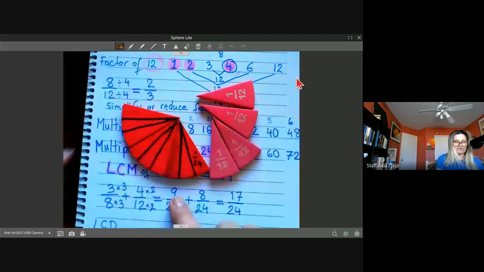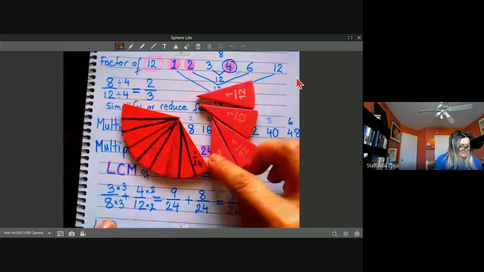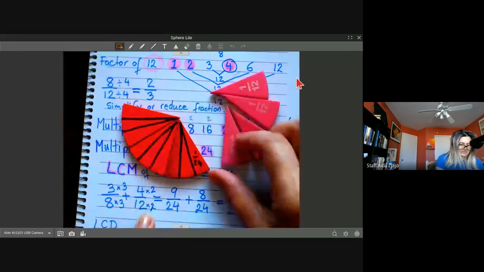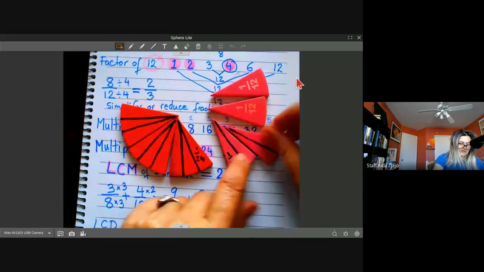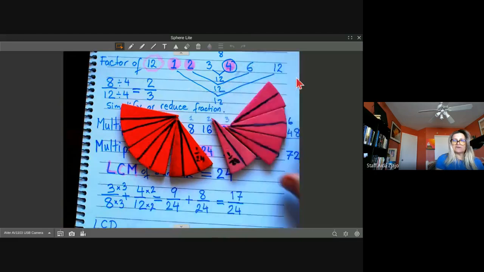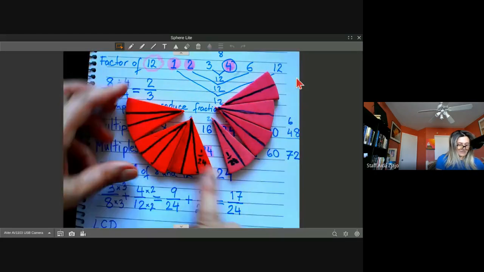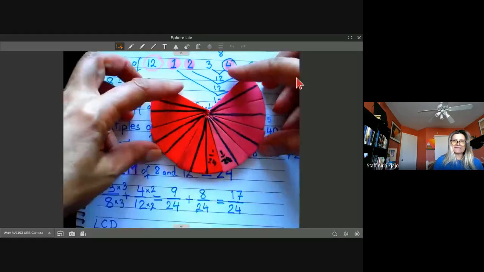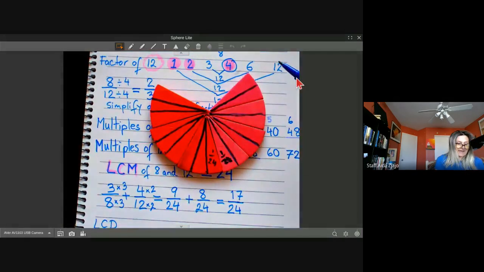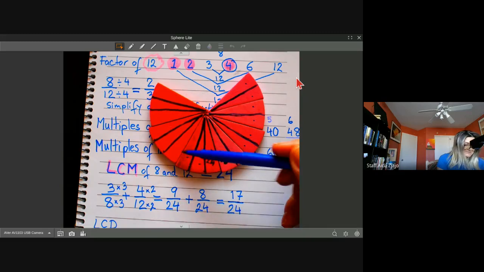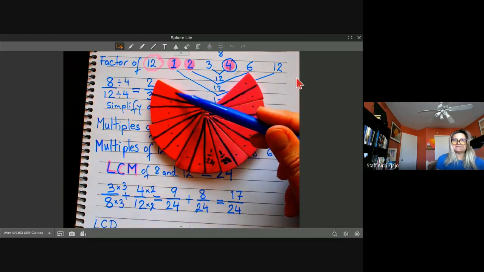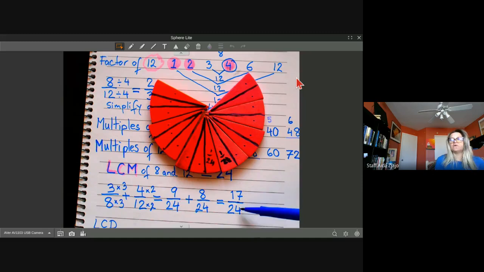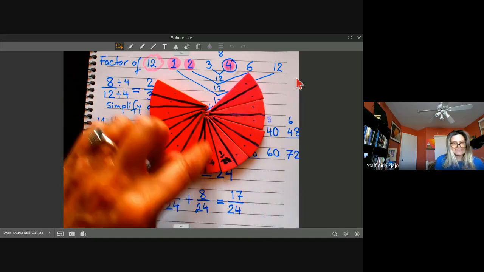9 24ths. And then I also did 4 12ths. I multiplied by 2 and I got 2, 4, 6, 8 24ths. Now, when I have 9 24ths and 8 24ths, I can put them together because now it's the same size. And I can count 1, 2, 3, 4, 5, 6, 7, 8, 9, 10, 11, 12, 13, 14, 15, 16, 17 24ths of this size of a fraction.